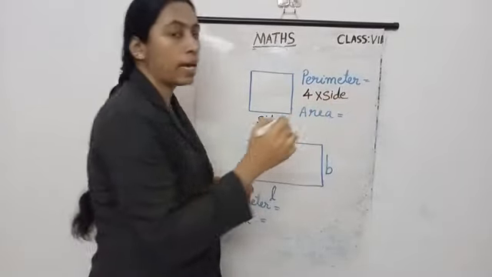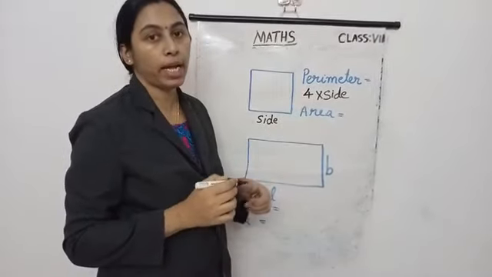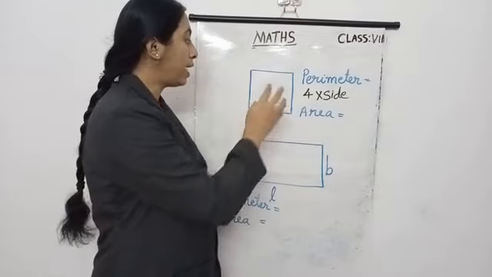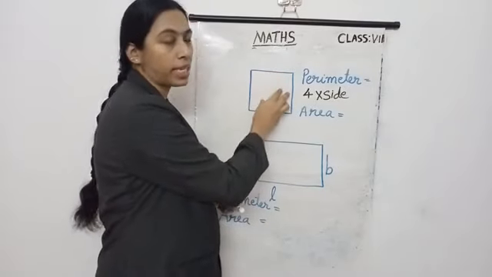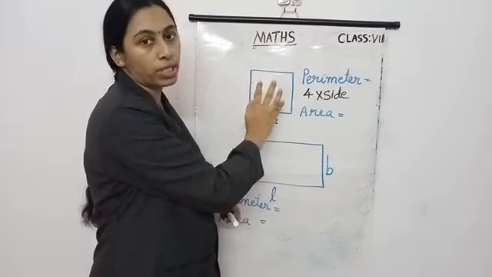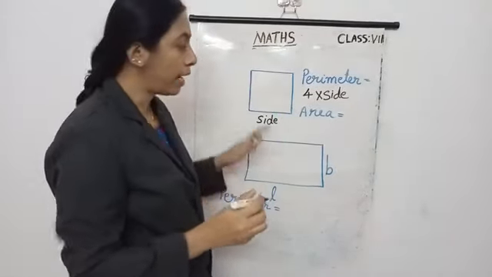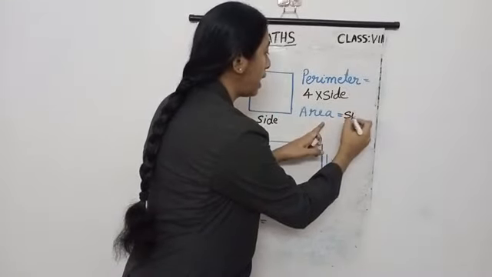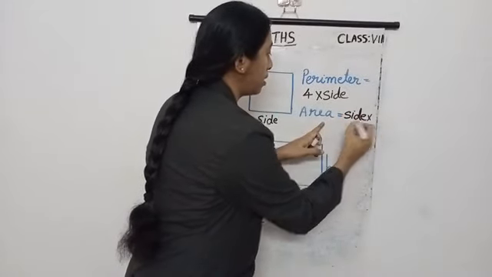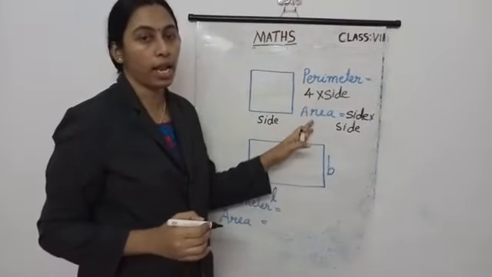In 6th standard we already learned. Then area. What is meant by area? Area is the total portion inside this boundary. This interior portion is the area. So the equation for finding area is side into side. So study well.